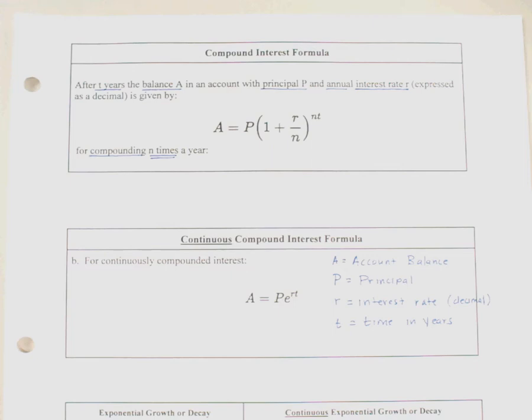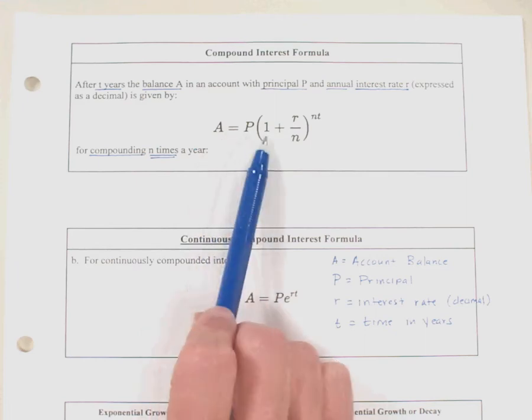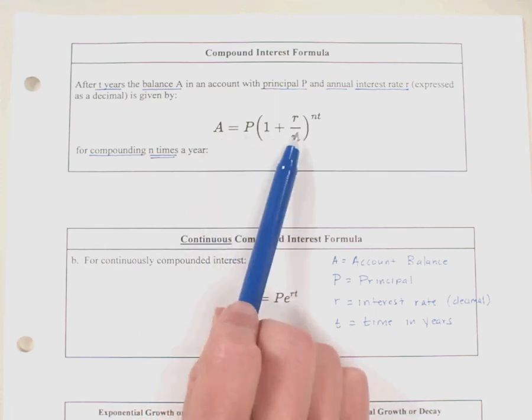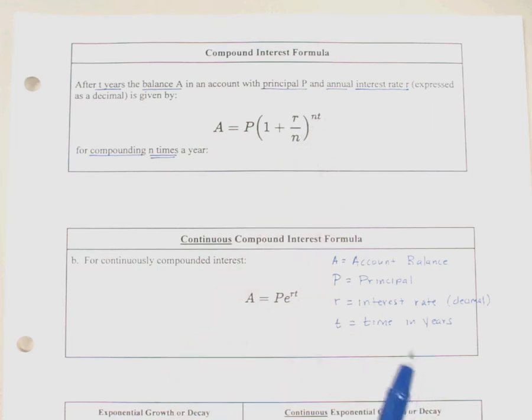Okay, we have compound interest that's compounded a specific number of times versus compound interest that's compounded continuously. And we have two separate formulas for these situations. So the compound interest formula is as given. A equals P times the quantity, 1 plus R divided by N, all raised to the NT power.